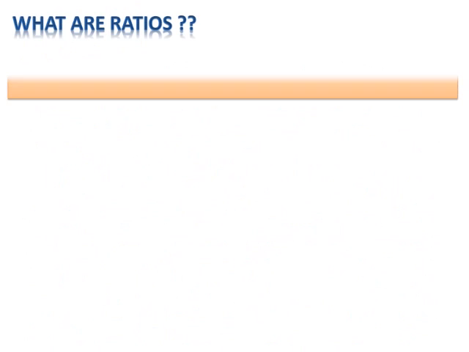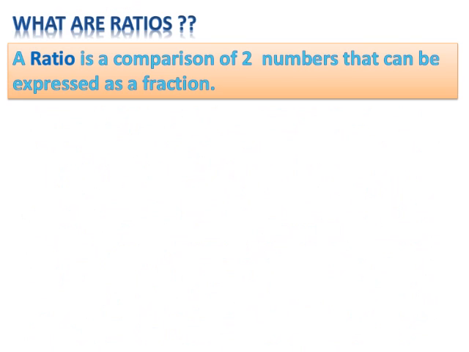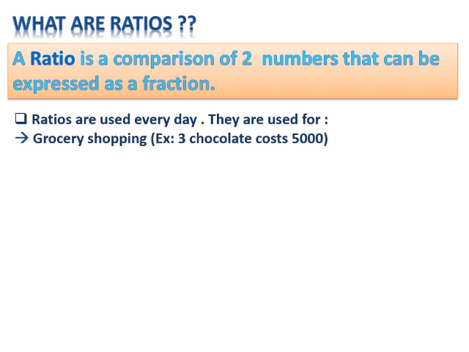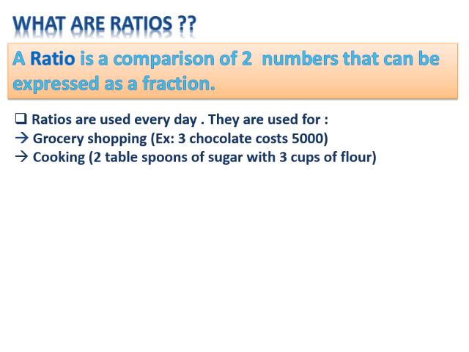What are ratios? A ratio is a comparison of two numbers that can be expressed as a fraction. Ratios are used every day. They are used for grocery shopping, for example, 3 chocolates cost 5,000. For cooking, for example, 2 tablespoons of sugar with 3 cups of flour. Or distance, for example, a car can travel 60 miles per hour.